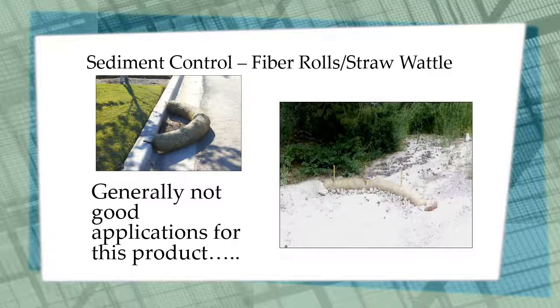Fiber rolls are very useful, but their uses are limited. It's generally not very good to use them as inlet protection because they're light and they can float. They can be used as check dams for limited situations, but because they are fragile, they will deteriorate quickly.